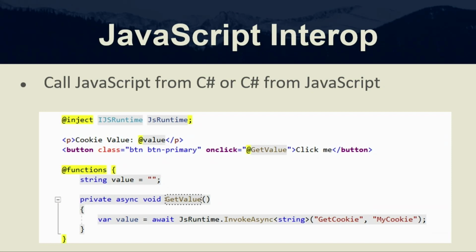You can also call C# from JavaScript. I don't have an example of that here, but that's another possibility. Maybe you're comfortable writing JavaScript code, but there's something that you want to write as C#. You can write JavaScript that can call the C# and get results back. So Interop works in both directions, and that opens up some interesting opportunities as well.